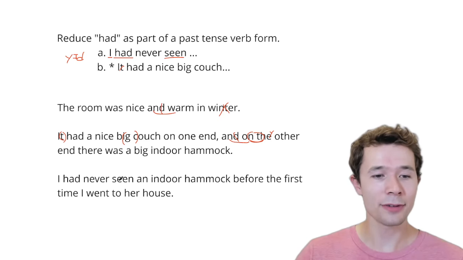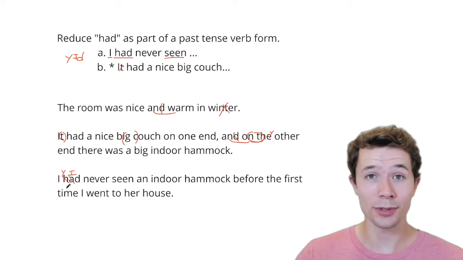I had never seen. I had. So we're going to take off the H in had and reduce the vowel. A becomes I. I had. So we add a little bit of a y here to connect the two vowels together.